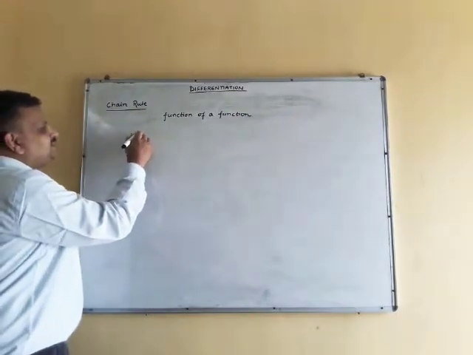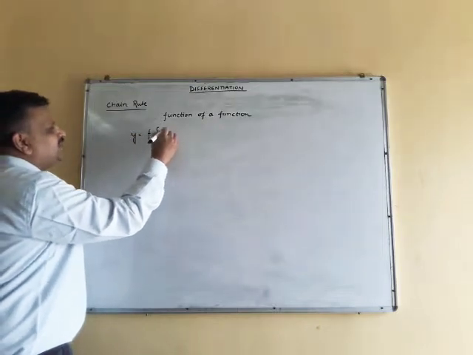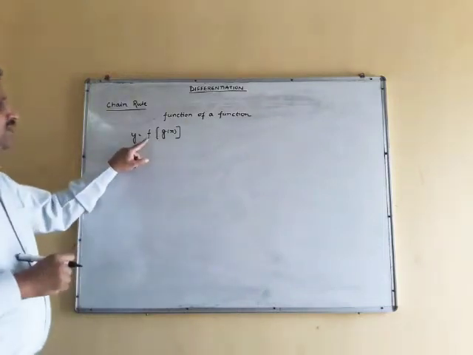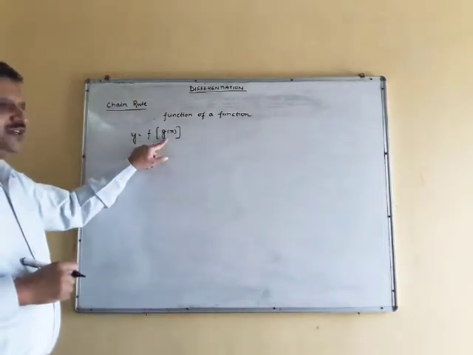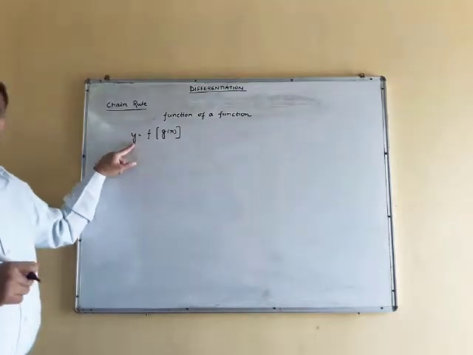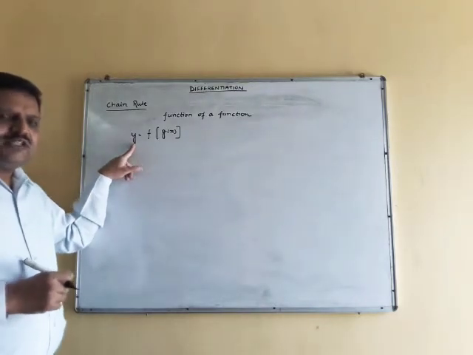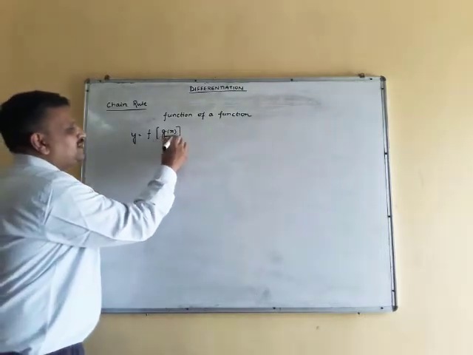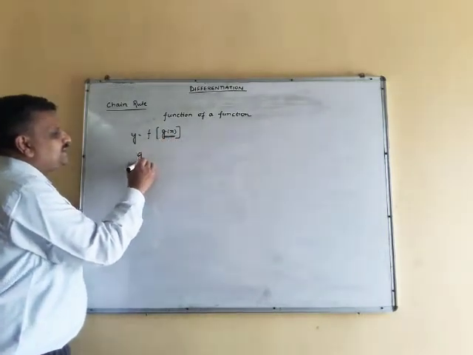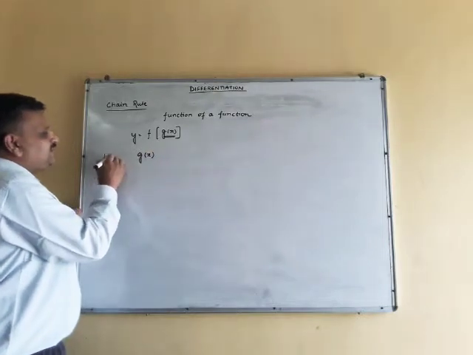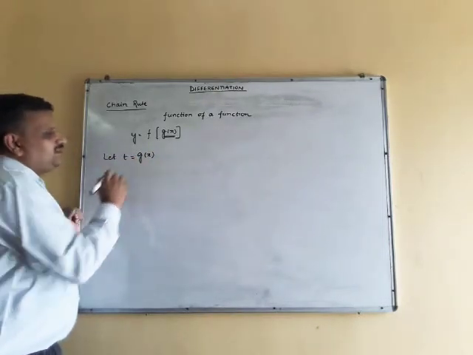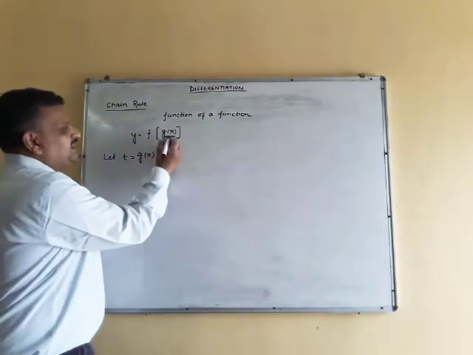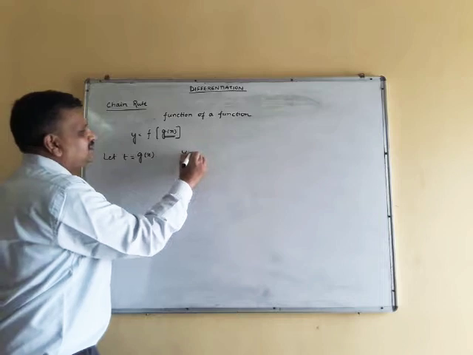Suppose y is a function f of another function g(x). Now if we have to find the derivative of this function, then we apply the chain rule. Now how do we do it? This is the inner function g(x). So we assume this inner function as some variable, like t. So t is equal to g(x). Then y becomes f(t).